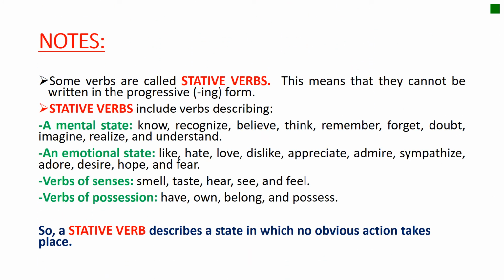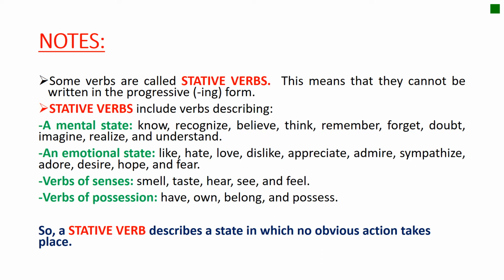Those notes are very important, and I would like you guys to be extra careful about them. Some verbs are called stative verbs. This means that they cannot be written in the progressive form even if the action is taking place at the moment of speaking. Stative verbs are verbs where no obvious action is taking place. They include a mental state, words like know, recognize, believe, think, remember. Do you see any action in this? No, because it's a verb inside the mind.